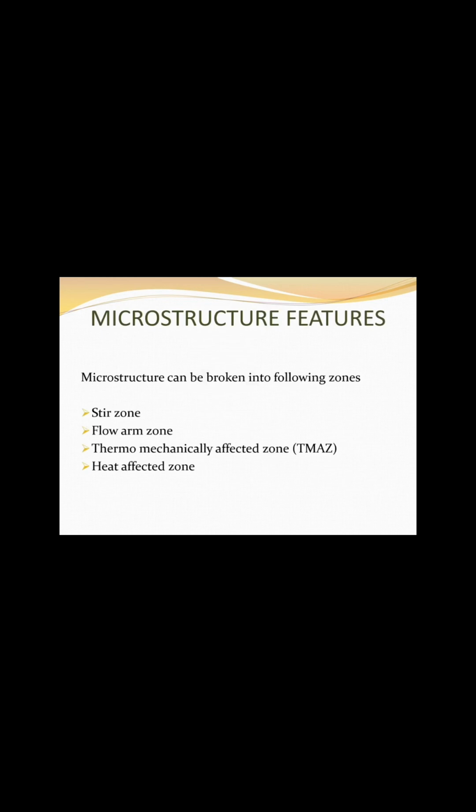Next we go to the microstructure features. The solid state nature of the process combined with its unusual tool and the asymmetric nature results in a highly characteristic microstructure. The microstructure can be broken into the following zones: stir zone, flow arm zone, thermomechanically affected zone, and heat affected zone.